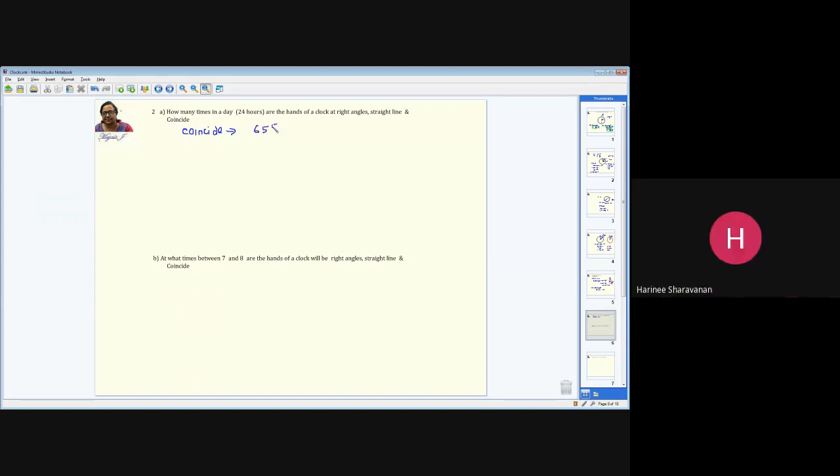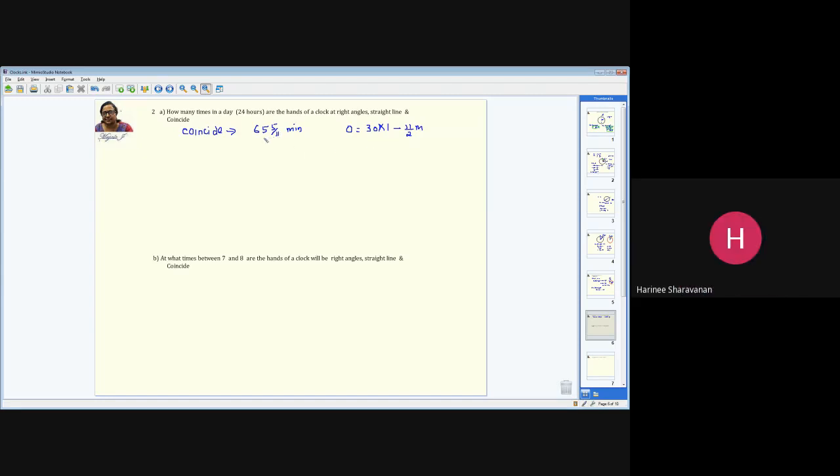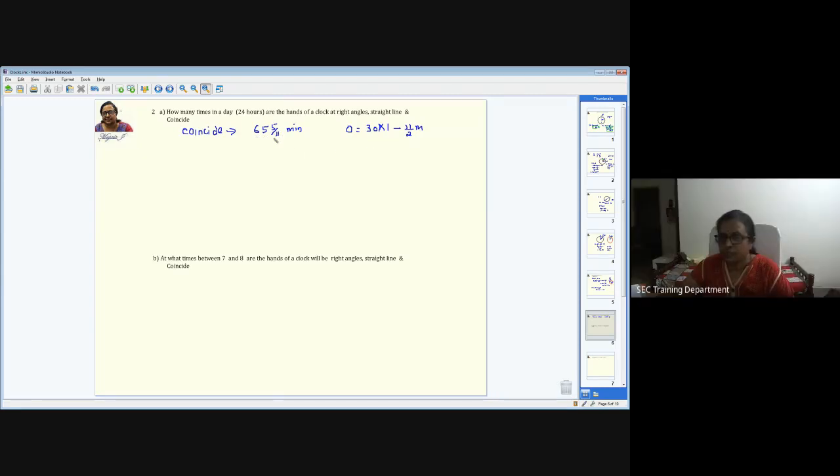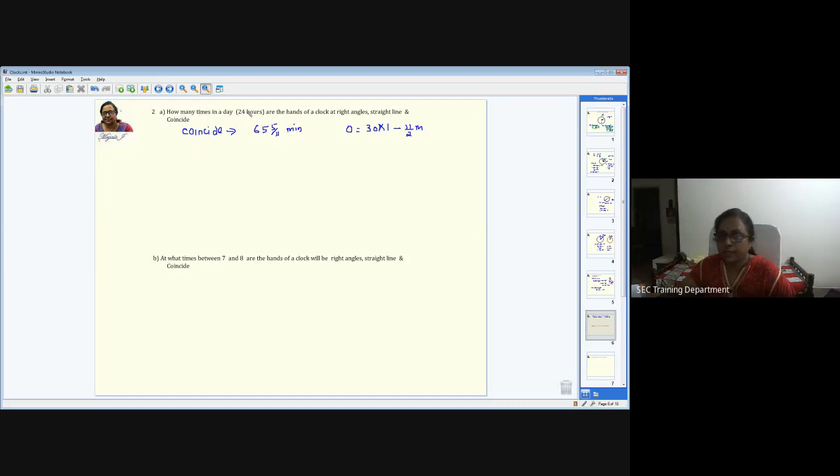It is 65 5 by 11 minutes, which we derived yesterday. That is after 1 hour. 1 hour is 60 minutes, and then you put 0 as the angle between them when they coincide. After 1 hour, 1 will be coming here, but we don't know the minutes. From this, you can find out that the minutes is nothing but 5 by 11. So it's going to be 65 5 by 11 minutes. Every time they coincide, the gap between coincidences is nothing but 65 5 by 11 minutes. The question asks how many times in a day they are going to coincide with each other.